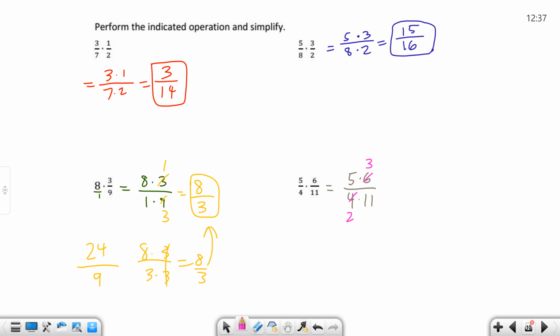How many times does 2 go into 4? Twice. So now I have 3 and 2. All right. Now I don't ask myself, does 6 go into 11 because I've already simplified 6. I can ask myself if 3 goes into 11, but not 6 because my 6 is now a 3. I took a 2 out.